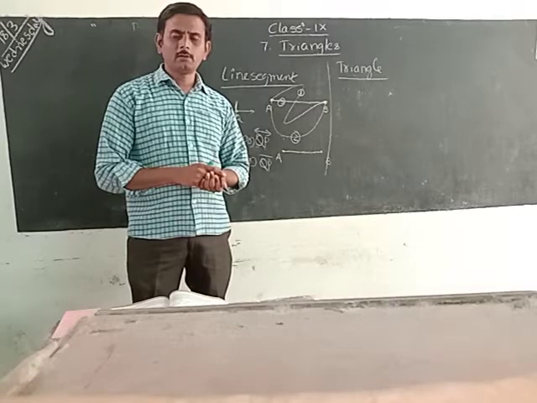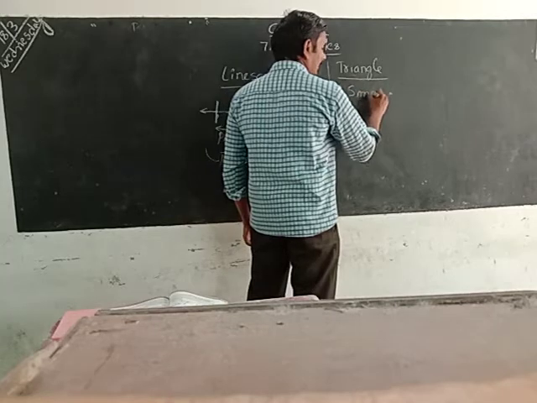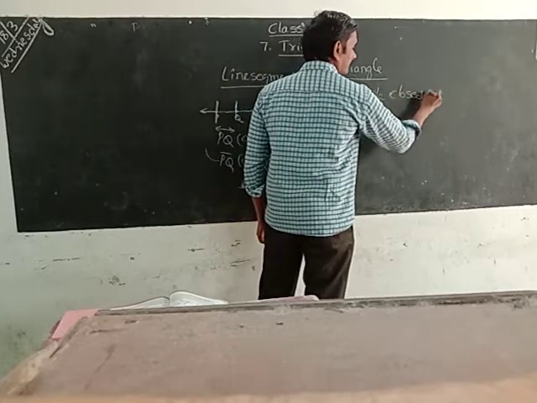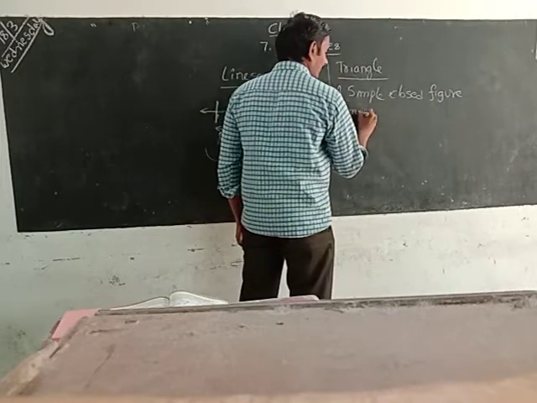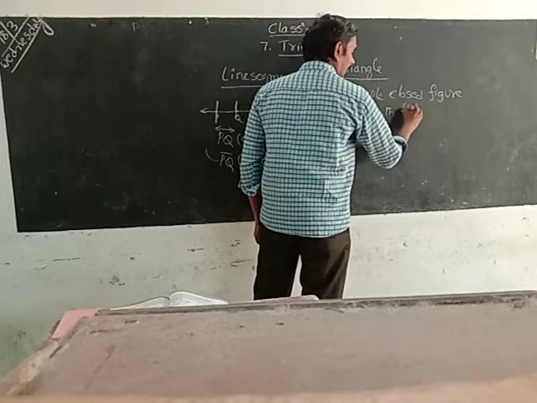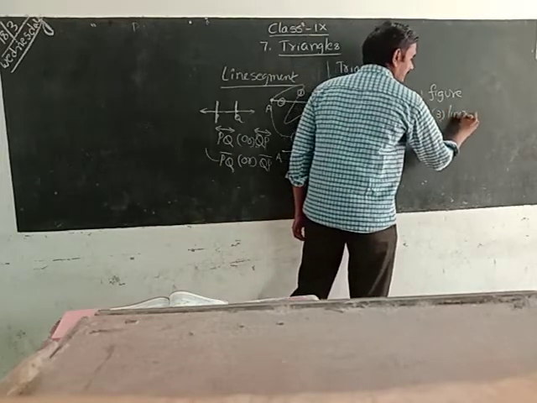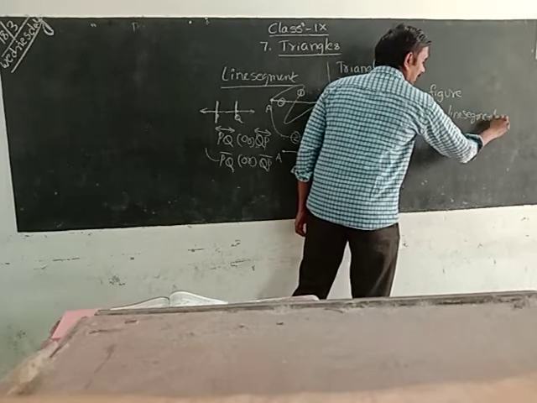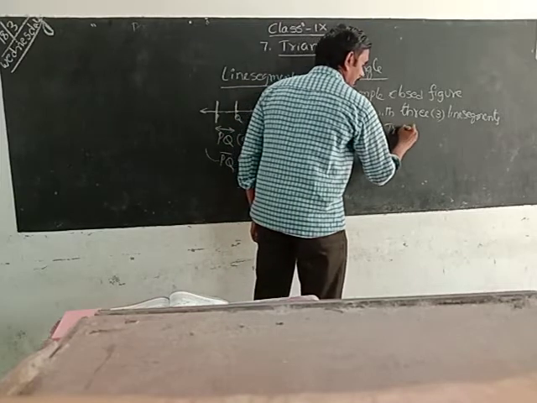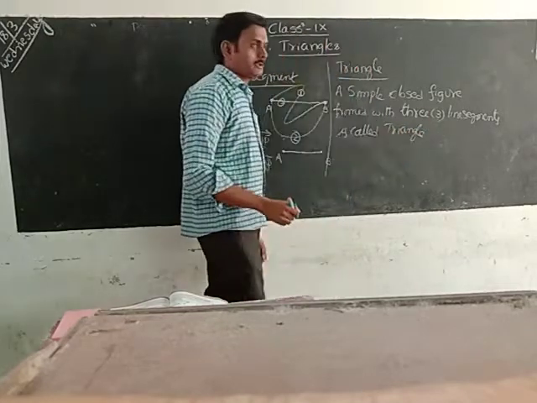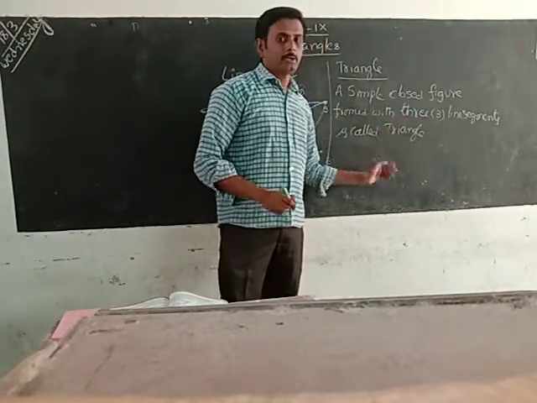What is meant by triangle? A simple closed figure formed with 3 line segments. How many line segments here? We will use 3 line segments. A simple closed figure formed with 3 line segments is called a triangle. Okay, this is the triangle.